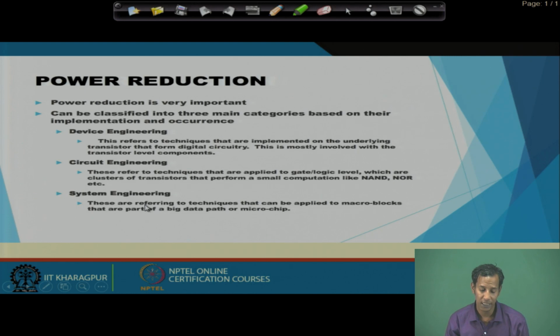Then system engineering refers to the techniques that can be applied to the macro blocks that are part of a big data path or microchips. For example, architectural optimization of each of these blocks: adder, multiplier, divider, CORDIC block, FFT block. These are all macro blocks, bigger blocks. There also we can make some architectural changes, or logic level changes, to make them useful for low power applications.